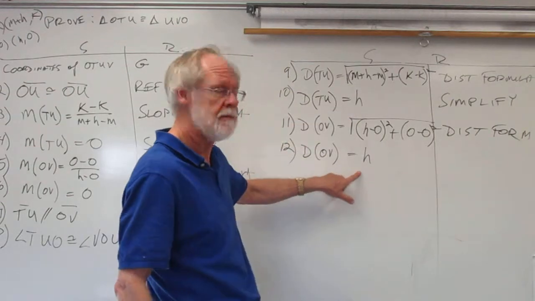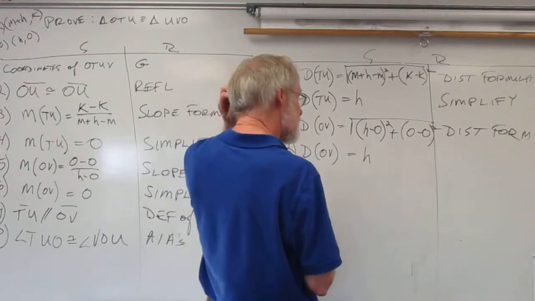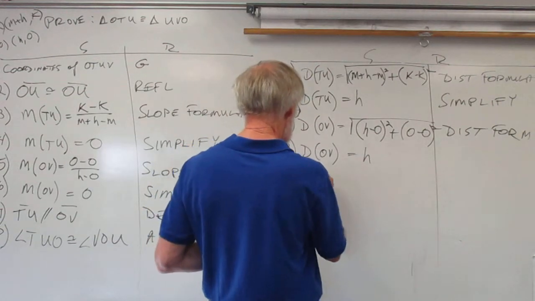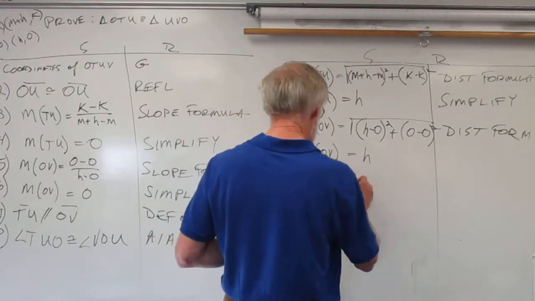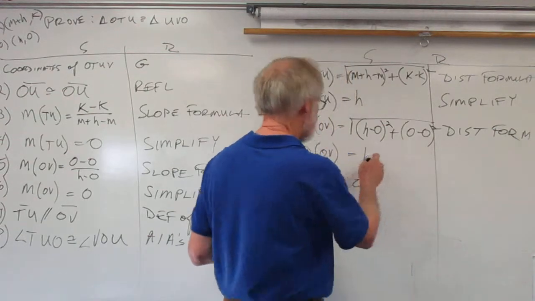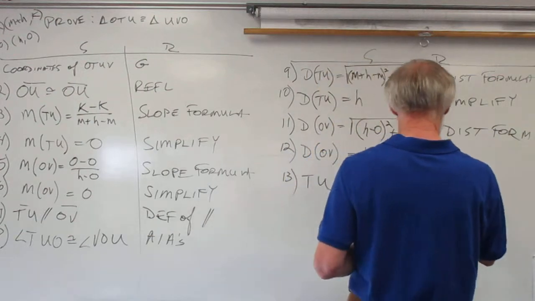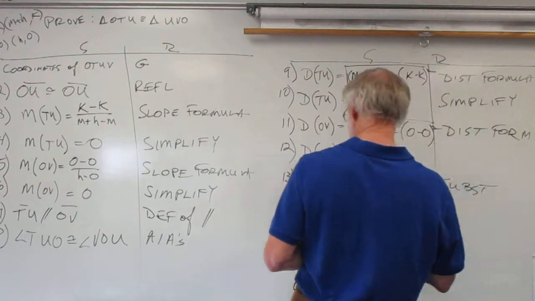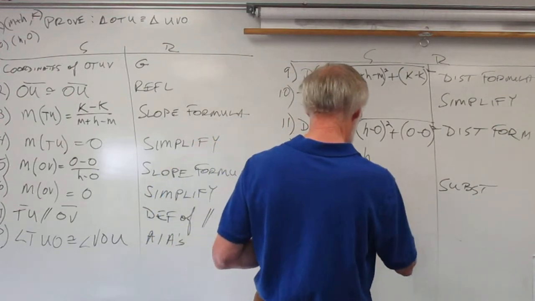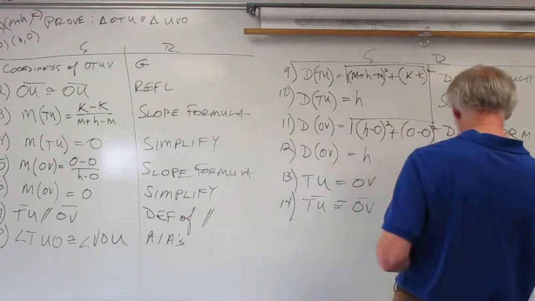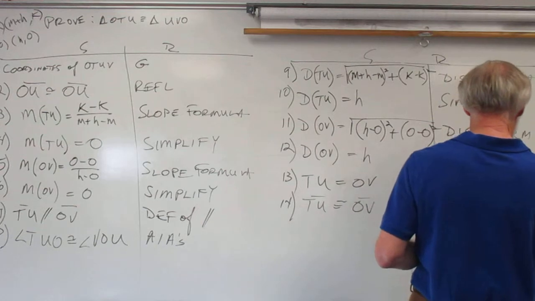Now, look at what we have. The distance of TU is the same as the distance of OV, so I can say in step number 13, TU is equal to OV because they're both equal to the value h, and that would be a substitution. And then I should say 14, TU is congruent to OV, and that is a definition of congruent.